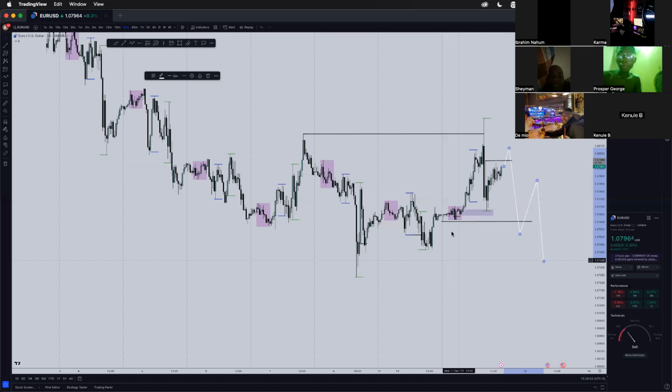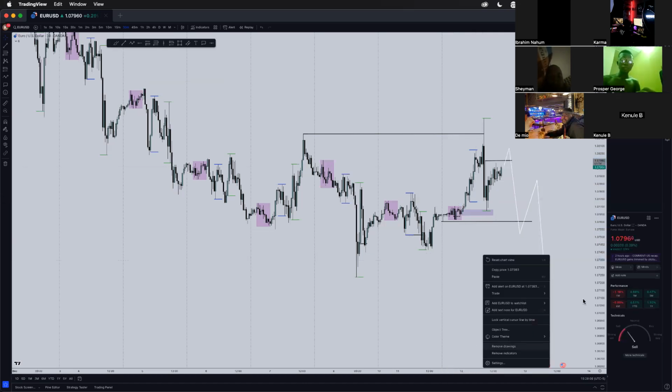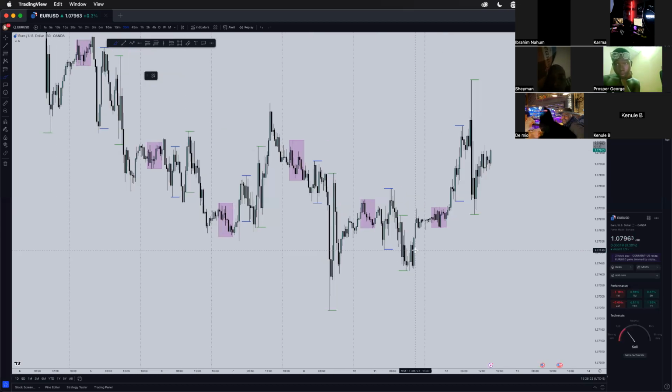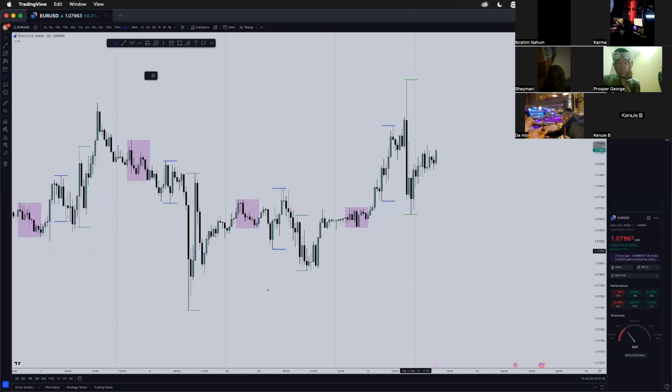So now, look at this. I want to show you something, an example of a valid base. We have this guy. We have a low. This guy broke structure right here. Let me make it bold. So you guys should pay attention. This guy broke structure to the upside, and broke structure to the downside.